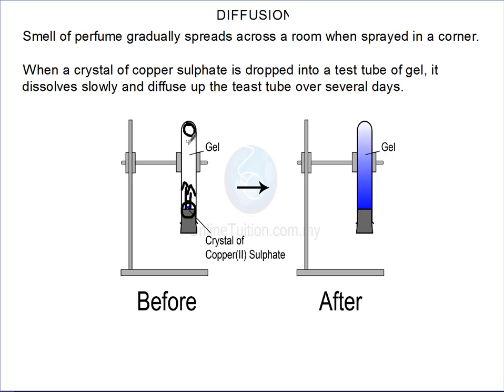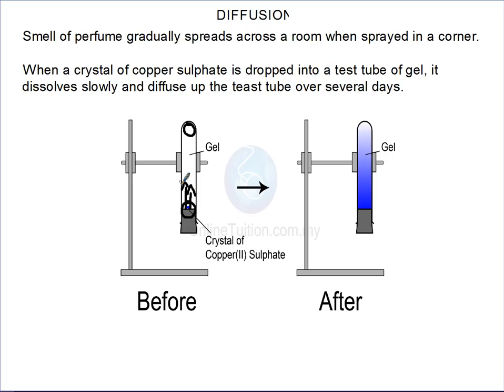through the test tube. Now, this is what we call the Ritter stand, and then we have the clamp here holding the test tube, which contains the copper 2 sulfate and the gel. With time, you're going to see that the copper 2 sulfate will dissolve and diffuse upwards until there is an even spread. So with diffusion, the particles will keep moving until there is equilibrium, or the particles are evenly distributed.